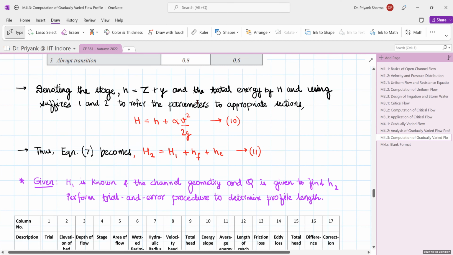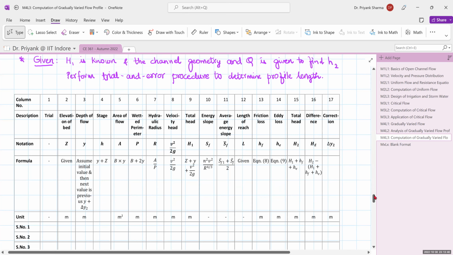So the total energy H is h plus, where h is your stage, that is z plus y plus alpha v square by 2g. And if we put this in equation 7, your equation 7 becomes H2 is equal to H1 plus hf plus he. So this is the equation 7. So here, when you're solving using this method, you know H1 and the channel geometry and discharge is given to you, and then you perform some trial and error solutions. So let us see how you will proceed in that case.